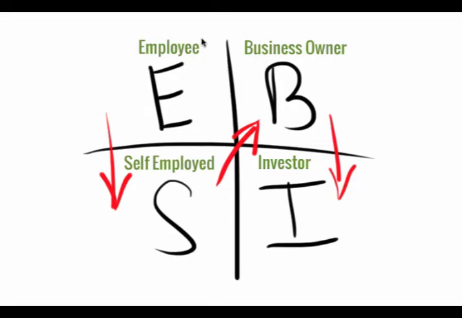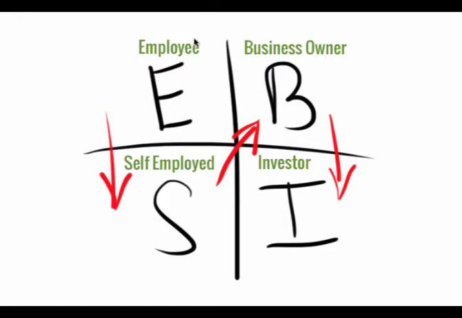The Cashflow Quadrant is actually a book written by Robert Kiyosaki. His most famous book is Rich Dad Poor Dad. This is, I think, the second book in the Rich Dad Poor Dad series. But it's a great concept, and I think it's more valuable than the Rich Dad Poor Dad book.